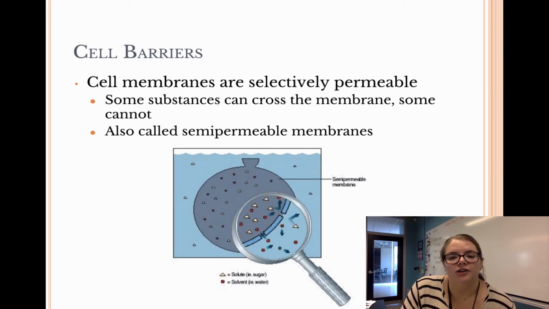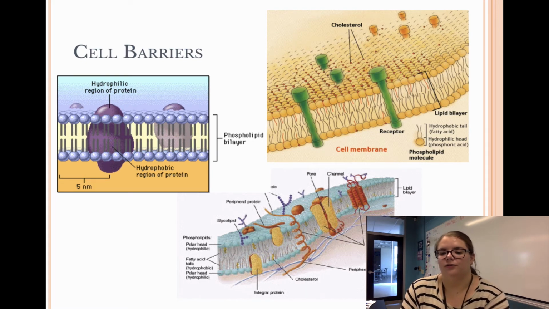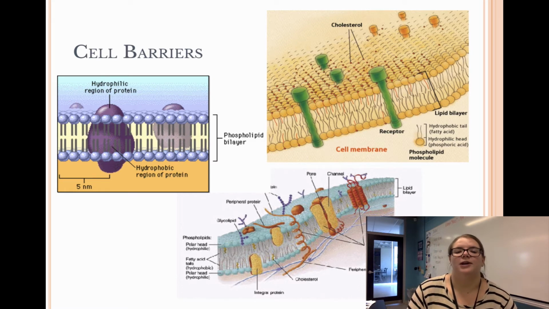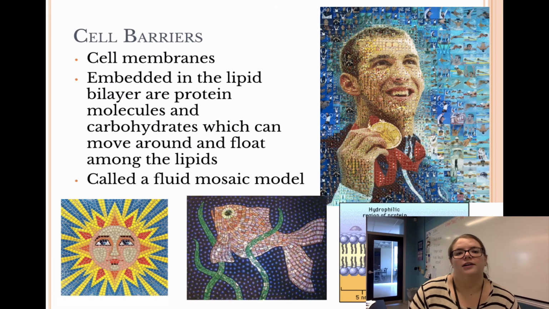So if you look at that picture there, you can see the red guys can move in and out, but the white triangles cannot get through. So that's our cell membrane, right? We also called it a fluid mosaic model. If you look at these images, hopefully that will give you an idea of why. The cell membrane is made up of all of these lipids, all these heads and tails throughout, but it also has these proteins embedded within it. So that's why we call it the fluid mosaic model.